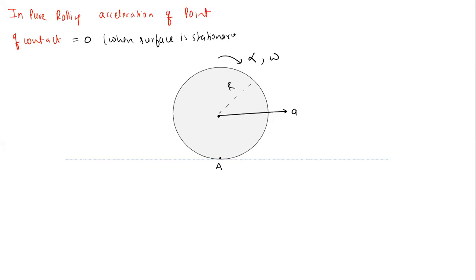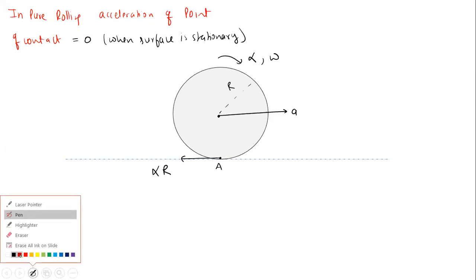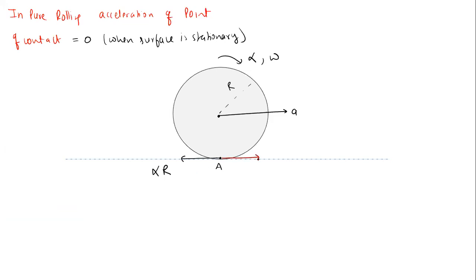Now when you talk about the acceleration of any point, basically we will have two accelerations. One will be tangential acceleration, that would be alpha into r. Next one is translational acceleration, that is a. And then we have centripetal acceleration, that is omega square r. Okay, omega square r. Fine.